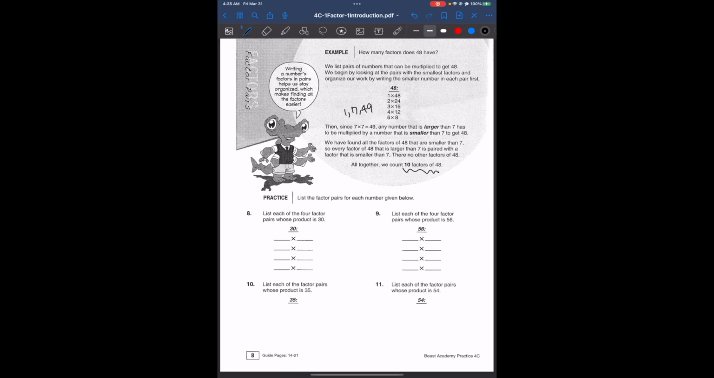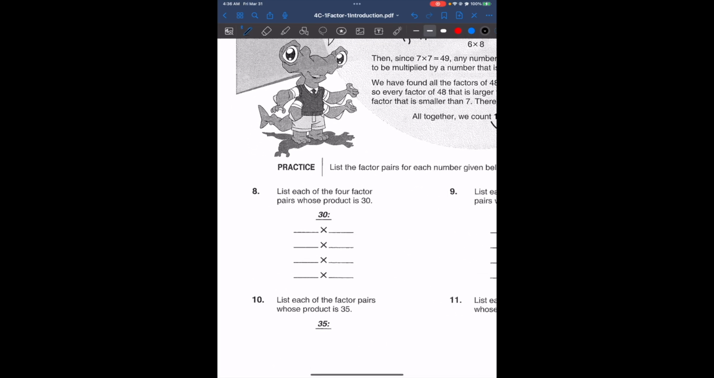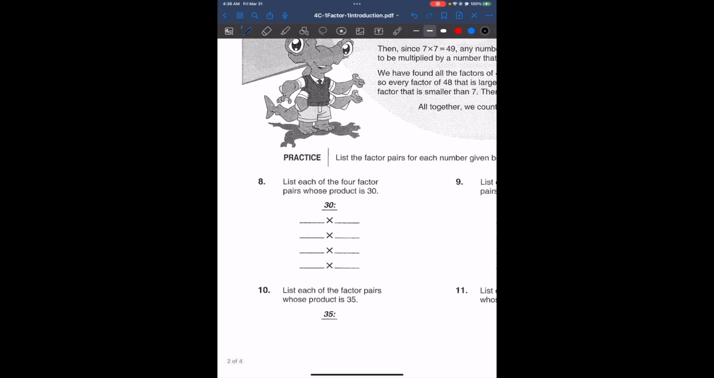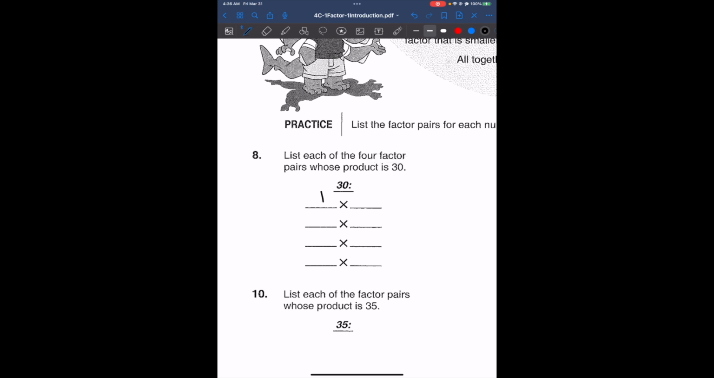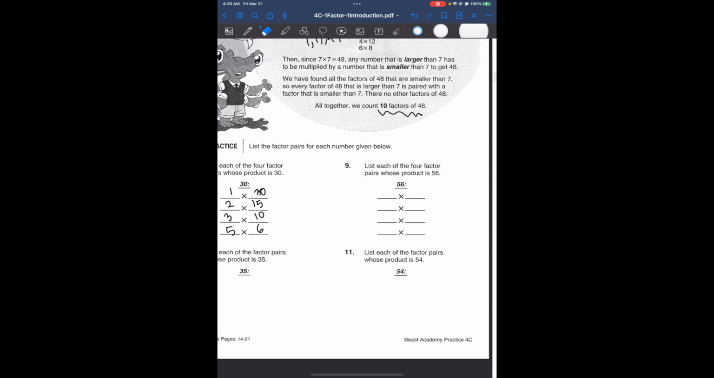And so we'll look at problem 8. We're listing each of the 4 factor pairs whose product is 30. Again, I like to start with 1, and its factor pair is going to be 30. 2, 15. 3, 10. 30 is not divisible by 4, so we skip, and we have 5 and 6. If we do 6, we have 6 and 5, but these two are basically the same thing. So we can stop here for 5 and 6.